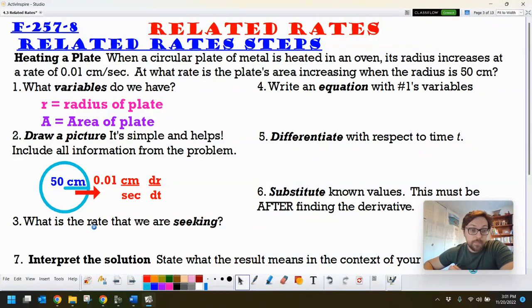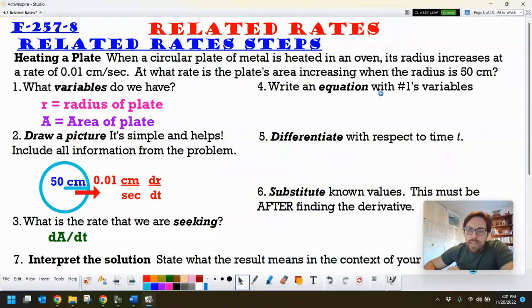Next, we want to say, okay, what is the rate that we're seeking? That's the thing we're trying to find out. What is this rate? The plate's area is increasing with respect to time. So as the area increases every second, just like we know that the radius is increasing every second, how much is the area increasing every second?